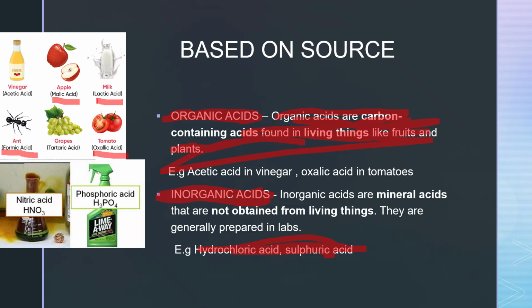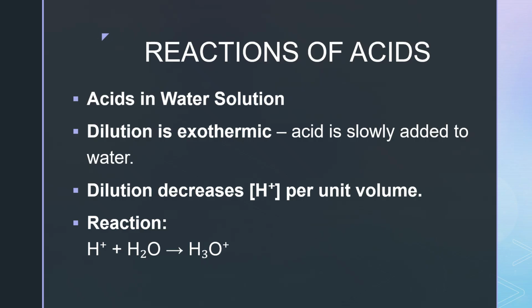Okay, let's move ahead. Reactions given by acids. So generally acids react with water, and this dilution is very exothermic reaction, so we have to add acid slowly into the water. Dilution will decrease the H plus concentration and the reaction will produce hydronium ion. The formula of hydronium ion is H3O plus. Okay, so this is the dilution of acid.